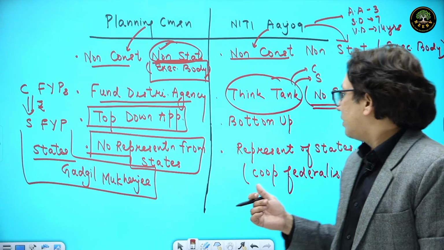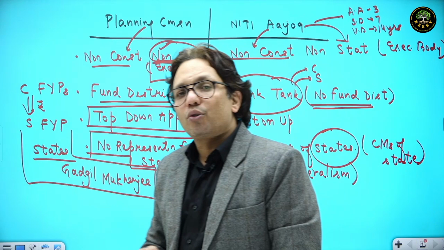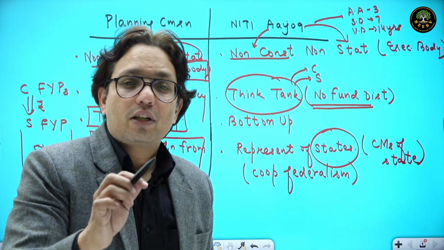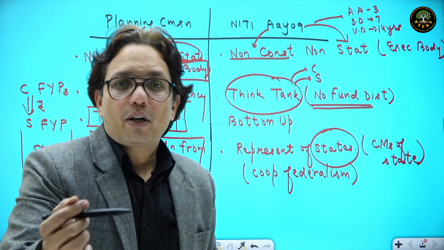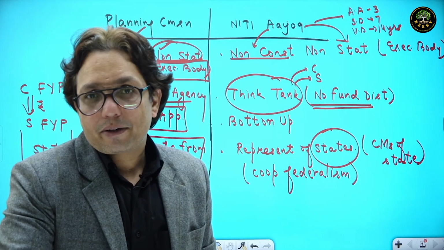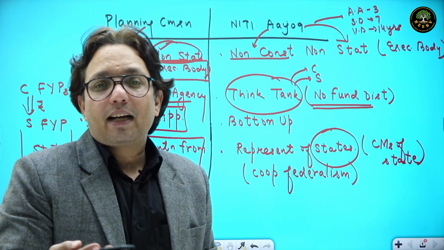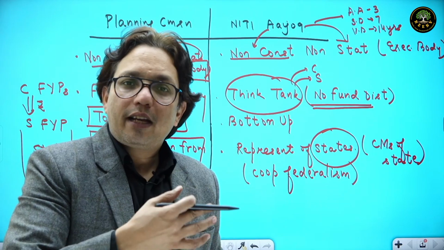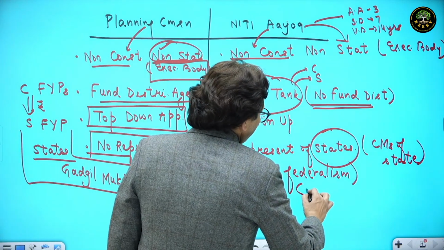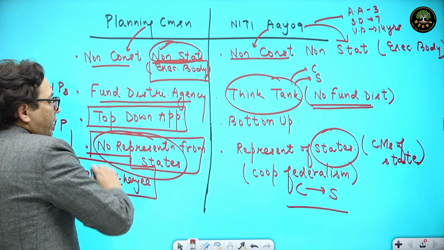On the other hand, in NITI Aayog, we have representation of states. We have representation from Delhi and Pondicherry also. The center is taking states into consideration when we talk about the development of the country, and how we make a plan for it. Basically, NITI Aayog considers states as part of the development process. NITI Aayog is focusing on cooperative federalism. The center and states are coming together, but in the Planning Commission there was no representation of the states.